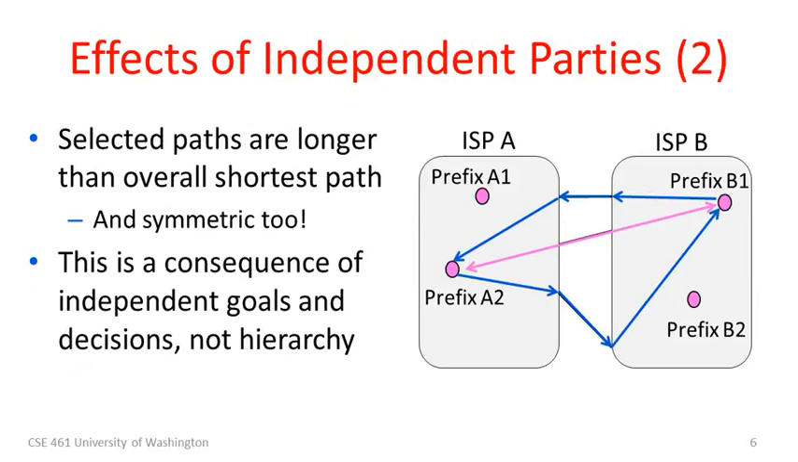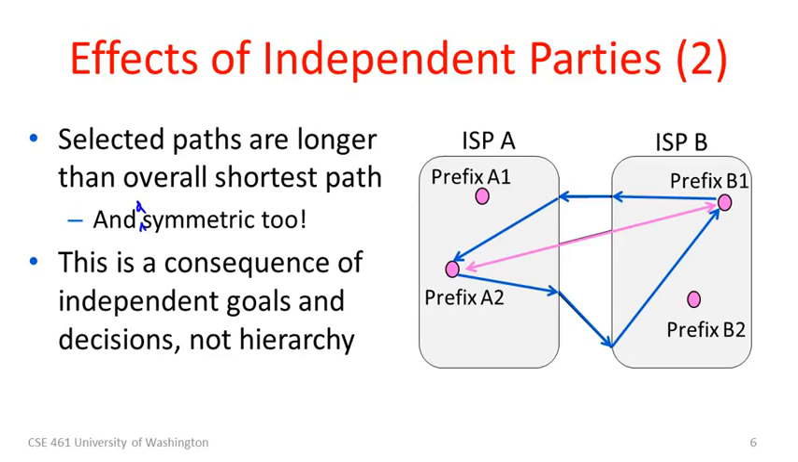Here's a better diagram. And you can see that when we treated these parties independently, we actually selected paths that are longer than the overall shortest path. We did that in both directions, so we didn't really win in either direction. Looks like the direction A2 to B1 was a little worse, it was even longer. And not only did we take longer paths, but we've ended up with asymmetric paths.